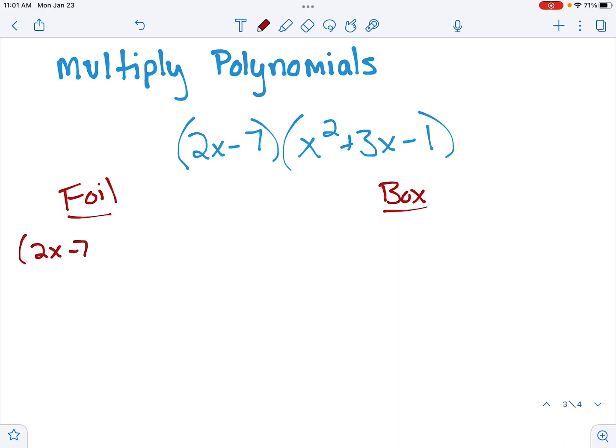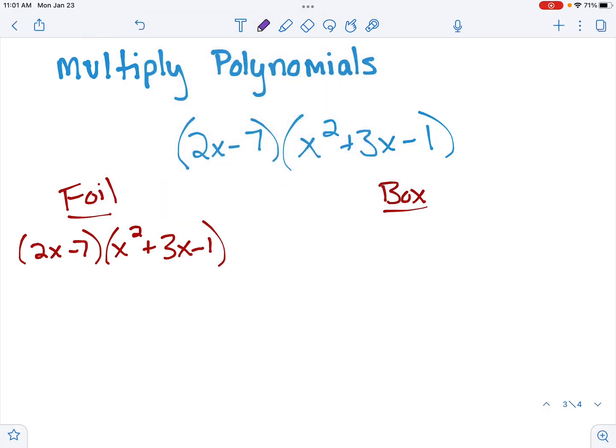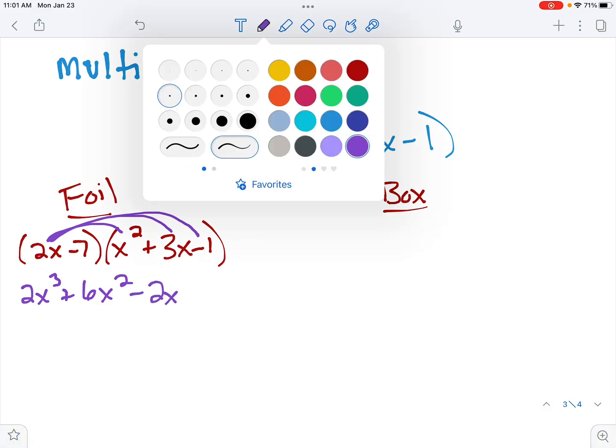So if I'm going to foil it, I'm going to bring the problem down. And instead of thinking first, outside, in, or last, we're going to kind of make a 3D claw. So I'm going to start with my 2x, and I'm going to distribute 2x to everything in the other parentheses. So 2x times x squared is 2x to the third. 2x times 3x is plus 6x squared. And 2x times negative 1 is minus 2x.